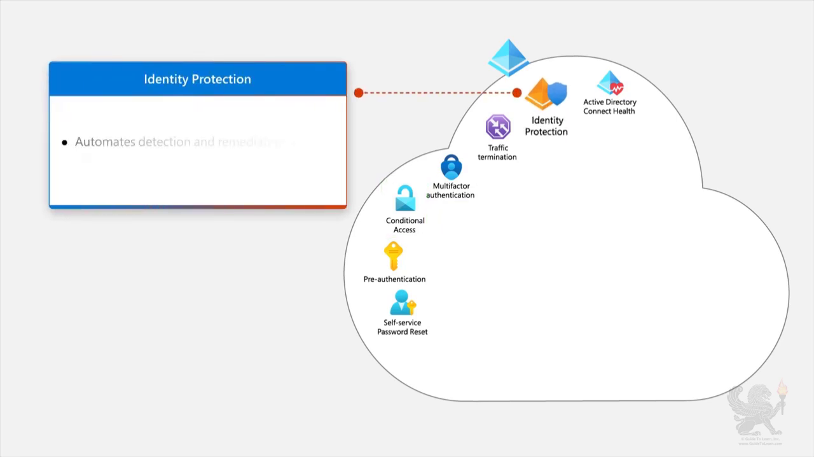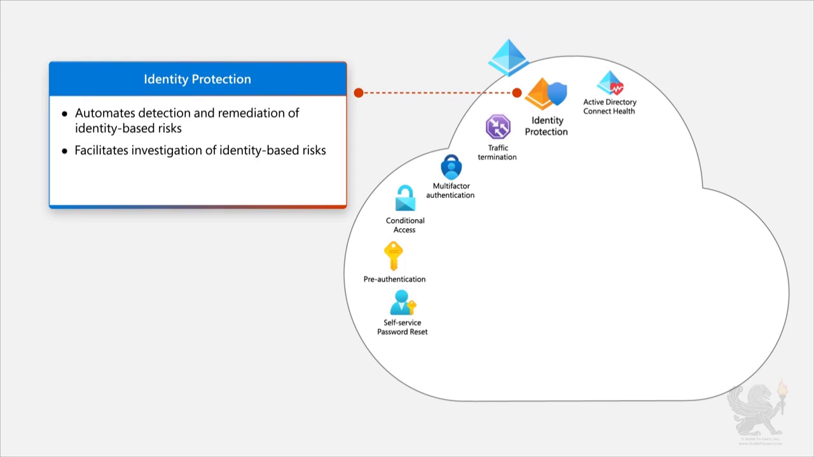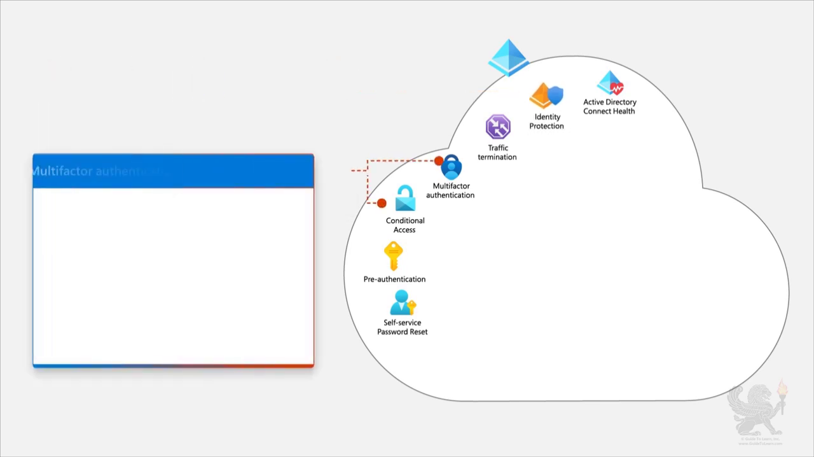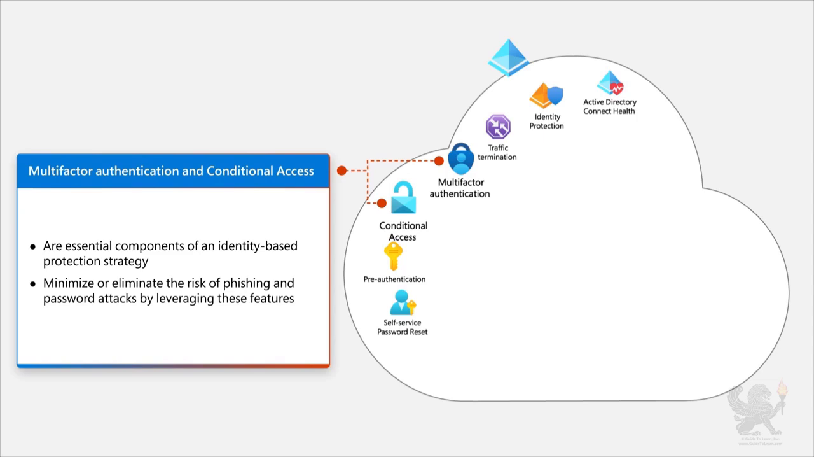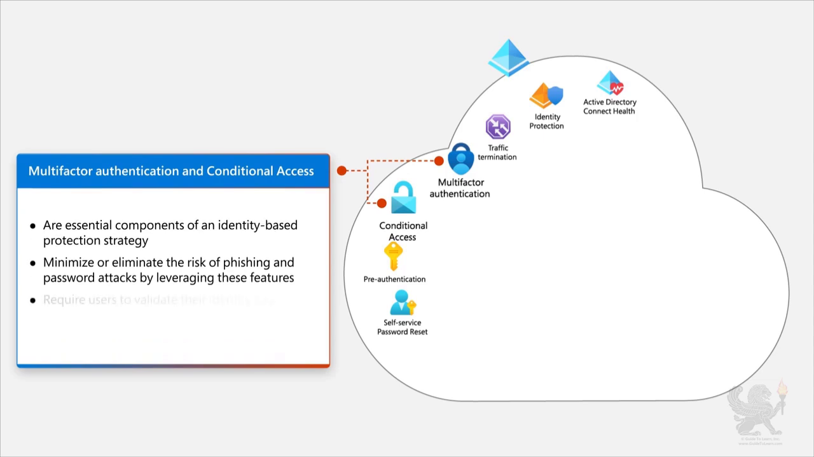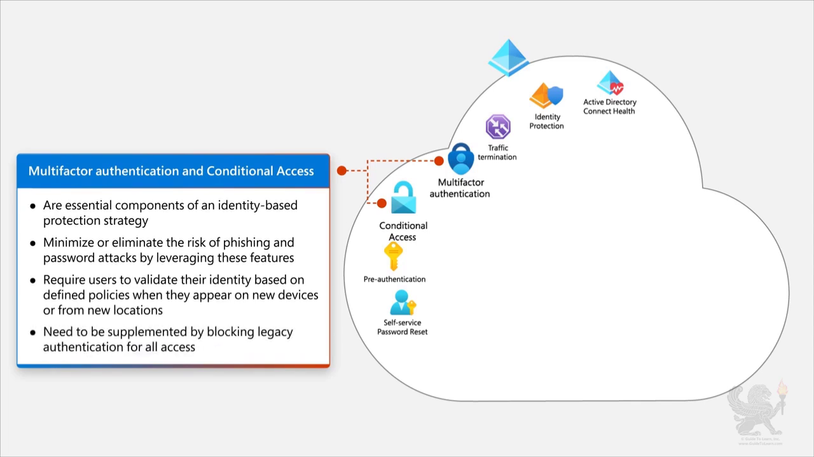Identity Protection automates the detection and remediation of identity-based risks. It also facilitates investigating risks by providing access to the information it collects representing risky sign-ins and risk-related events. Azure AD Multi-Factor Authentication and Conditional Access serve as the essential components of identity-based protection strategy, minimizing or eliminating the risk of phishing and password attacks. As users appear on new devices or from new locations, they will be forced to validate their identity based on the policies Contoso defines. This approach should be supplemented by blocking legacy authentication for all access.